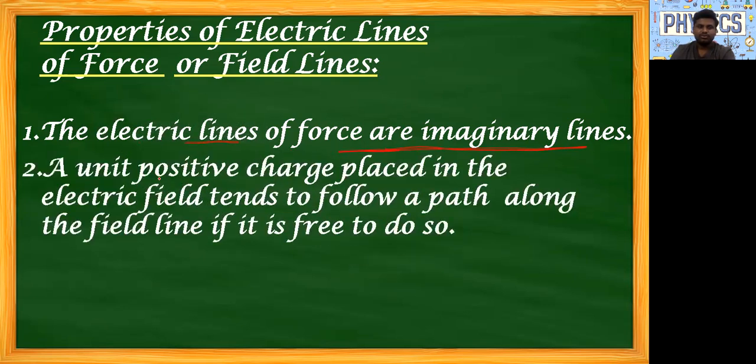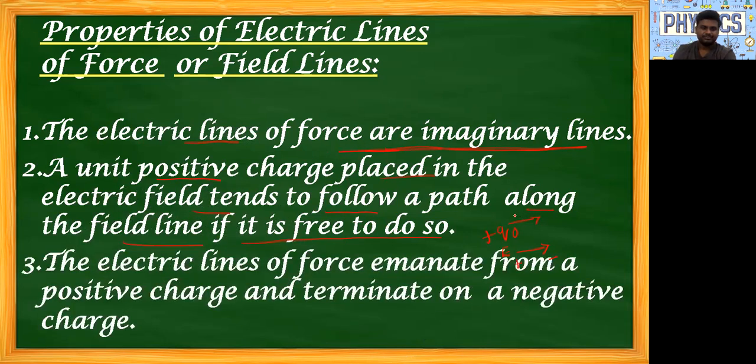Next one, a unit positive charge placed in the electric field tends to follow the path along the field line if it is free to do so. If we take a unit positive charge in the electric field region, let us consider the electric field in this direction, plus to minus, and our unit charge will also move in the same direction.